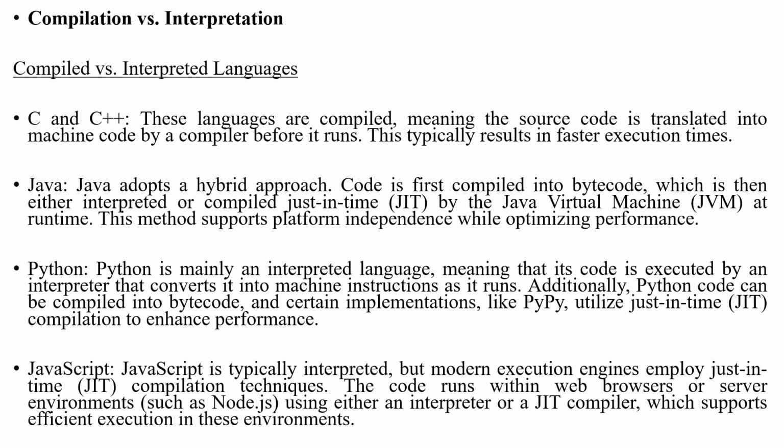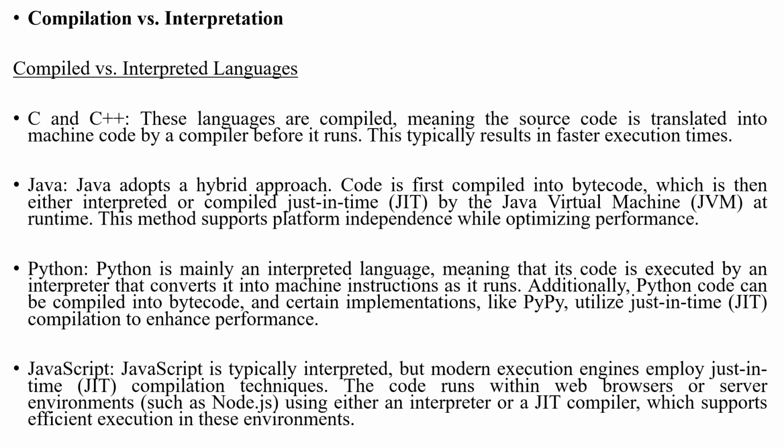Compilation versus interpretation. C and C++ are compiled languages, meaning the source code is translated into machine code by a compiler before it runs. This typically results in faster execution time. Java adopts a hybrid approach. Code is first compiled into bytecode, which is then either interpreted or compiled just in time by the Java Virtual Machine at runtime. This method supports platform independence while optimizing performance.